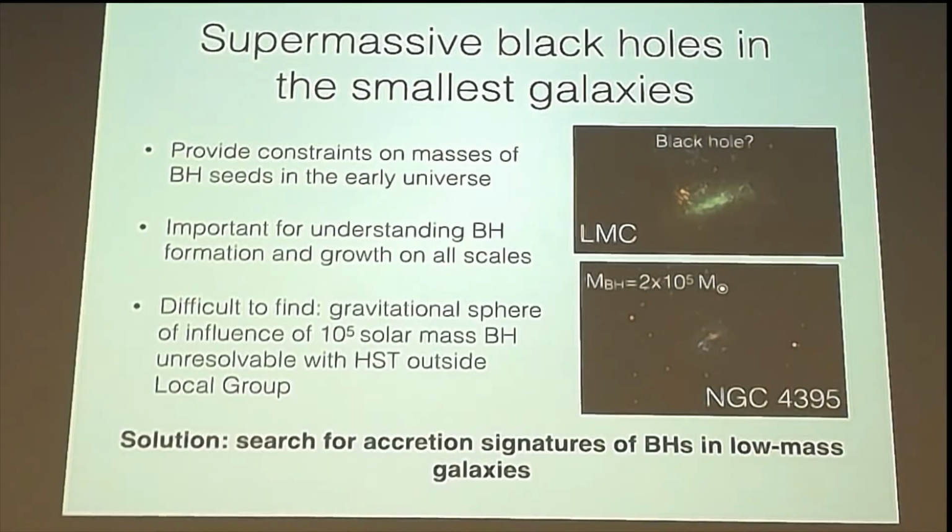So on the bottom there is a nearby dwarf galaxy called NGC 4395, and this system happens to have a tiny active black hole of a few times 10 to the 5 times the mass of our sun. So I focus on searching for black holes that are accreting lots of material in small galaxies.